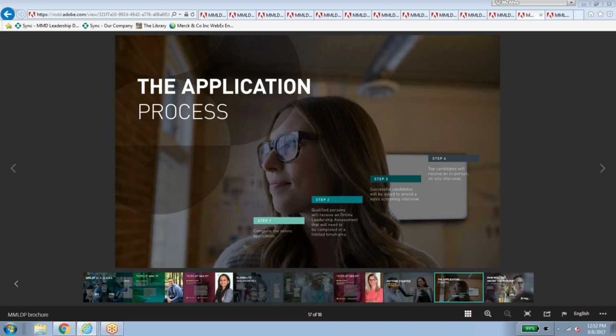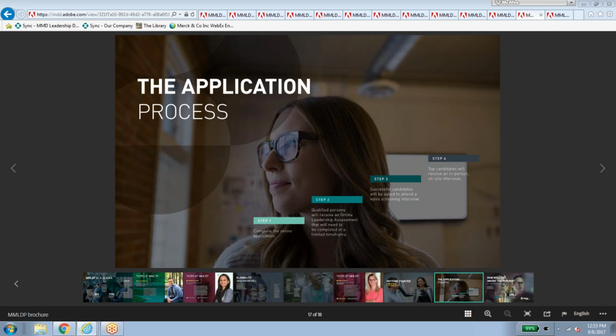Once you apply to the position, we'll do a review to ensure that you meet the basic qualifications that we've laid out with respect to the level of experience that you have, your degree, your graduation date, your GPA. And then assuming that you meet the basic qualifications, within that same week, you will be sent an online leadership assessment to complete.